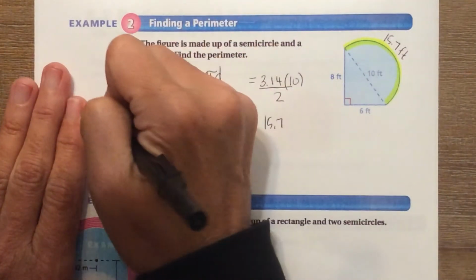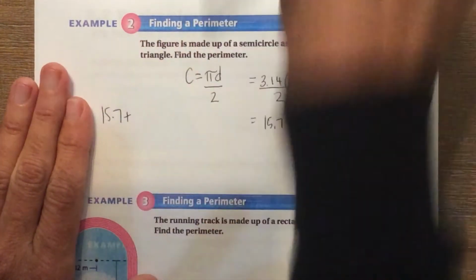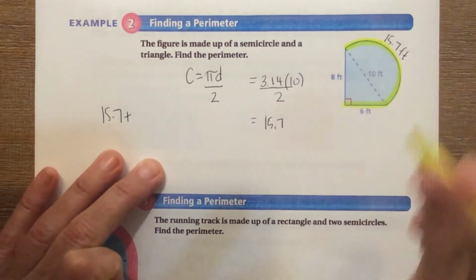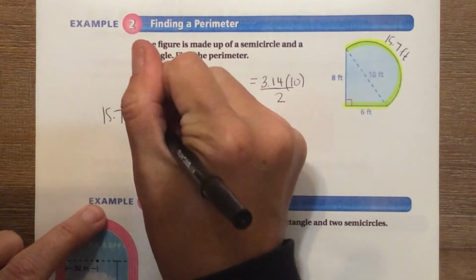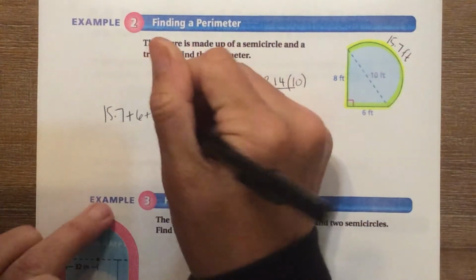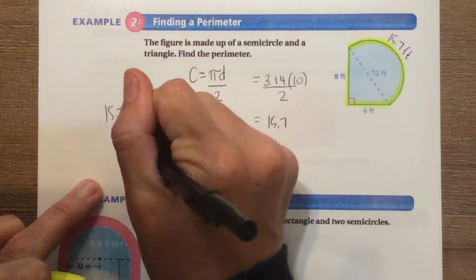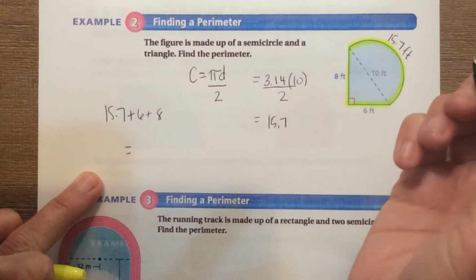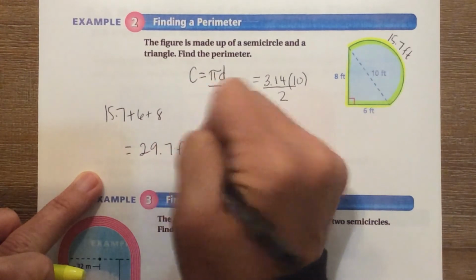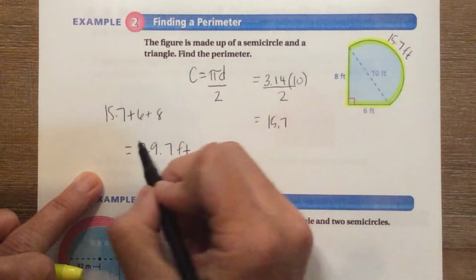All right, so I have 15.7 plus, I'm going to keep on walking around my perimeter, plus 6, and then I'm going to go plus 8. And then this will get you your whole perimeter. So it is 29.7 feet.